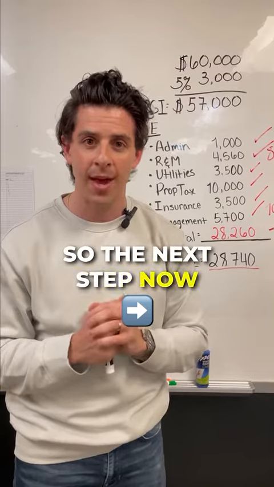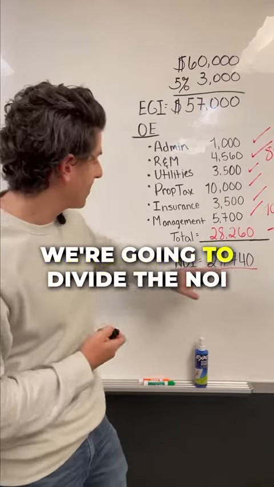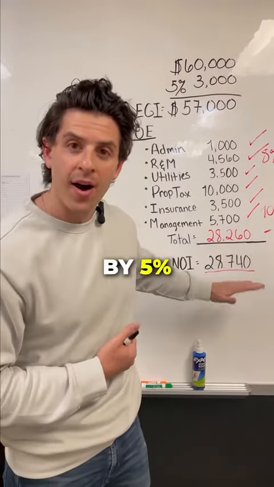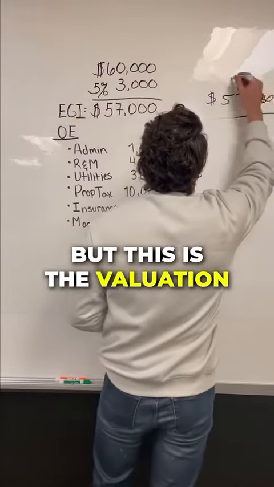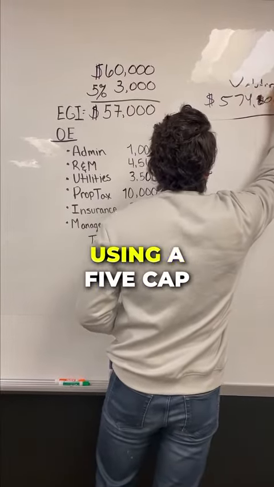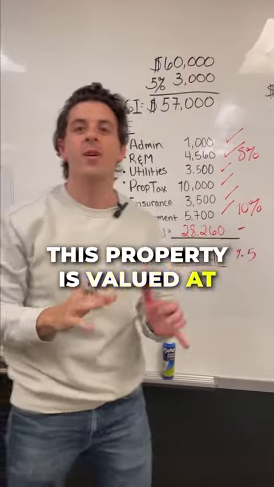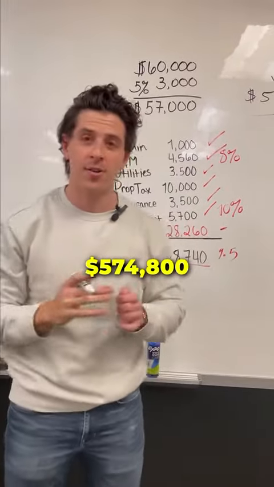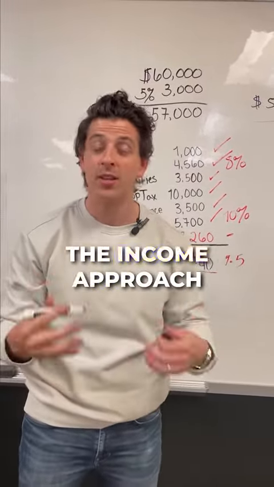So the next step now, we've got our NOI. We're going to divide the NOI by 5%. This is the valuation of this property using a 5 cap. This property is valued at $574,800. I hope this helps you understand the income approach.